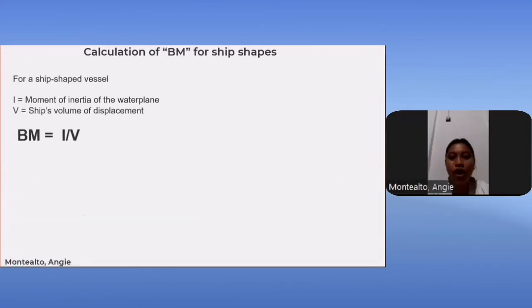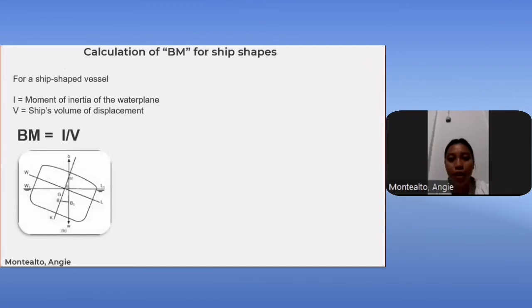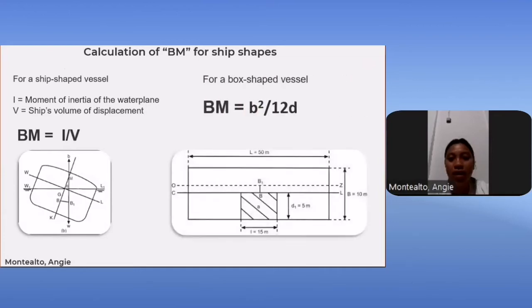For calculation of BM for ships, there are two formulas. For a ship vessel, our formula is BM is equal to I, which is the moment of inertia of the water plane, divided by V, the ship's volume of displacement. For a box-shaped vessel, our formula is BM is equal to B squared divided by 12D.